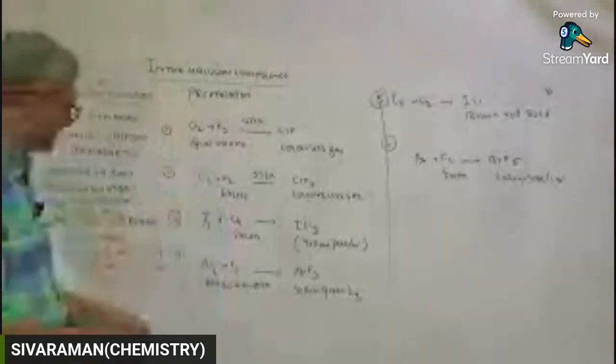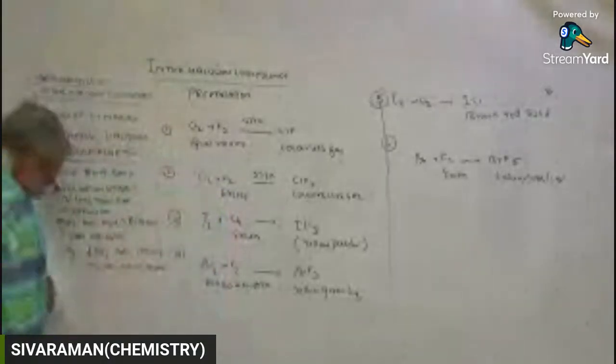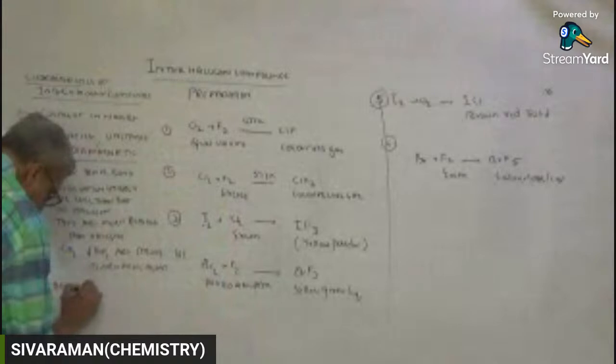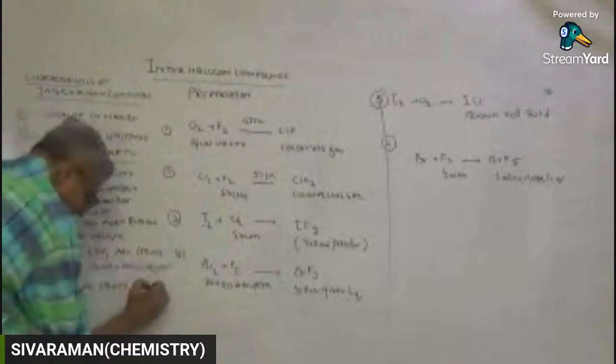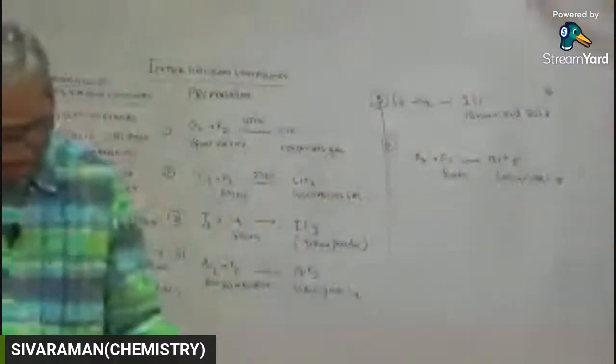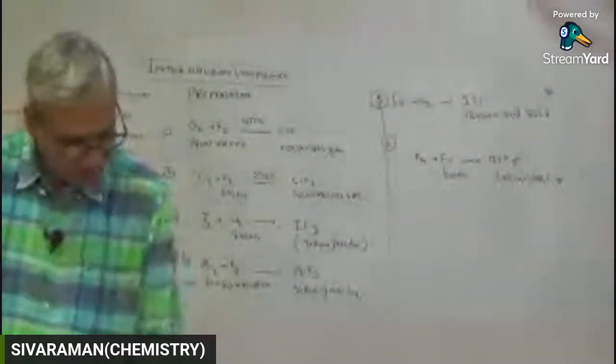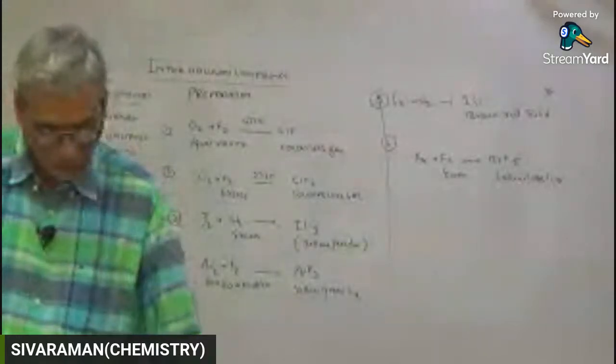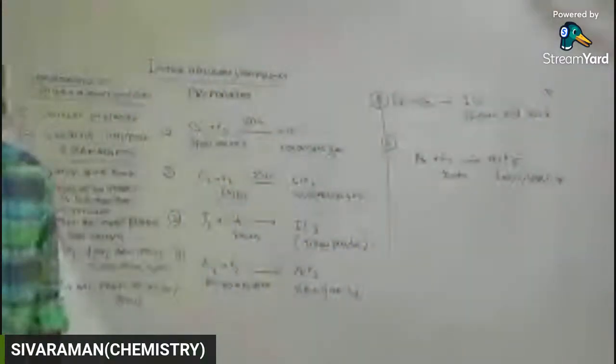Okay, last sentence. They are strong oxidizing agents. So finish this. Then we have only one topic, that is oxyacids of halogen. We have only a small topic to discuss, oxyacids of halogen, and that will complete the chapter.